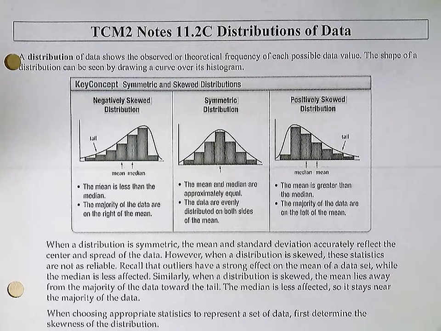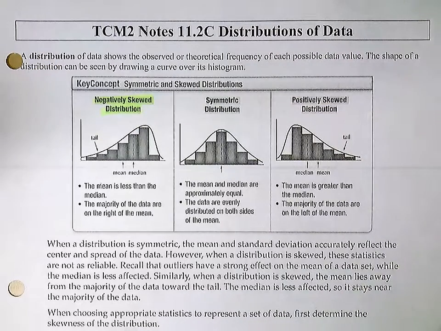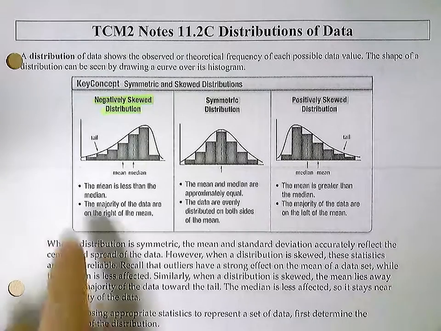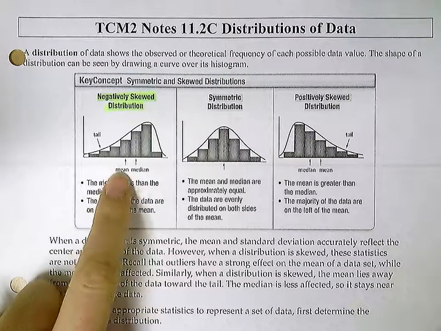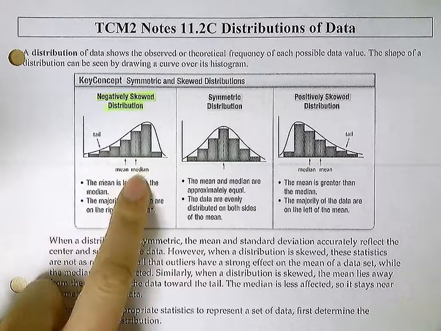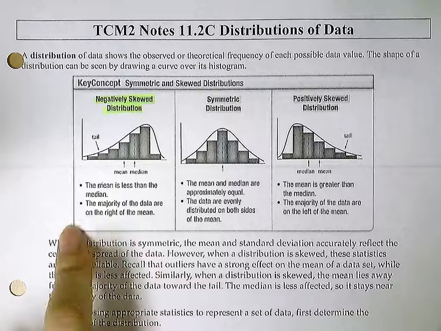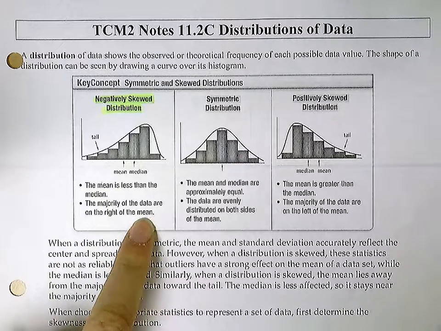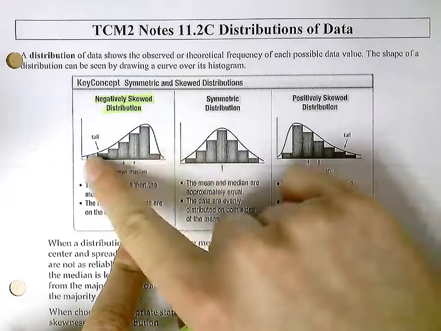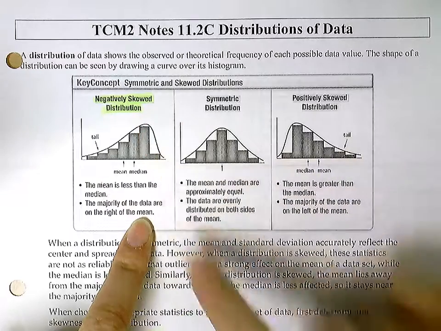So we have a negatively skewed distribution here. Okay, so negatively skewed. That is when the mean is less than the median. So your mean is here, it's less than the value of your median here. And the majority of the data are on the right side of the mean. So you see that larger values to the right there.